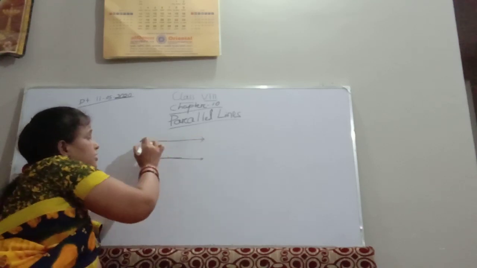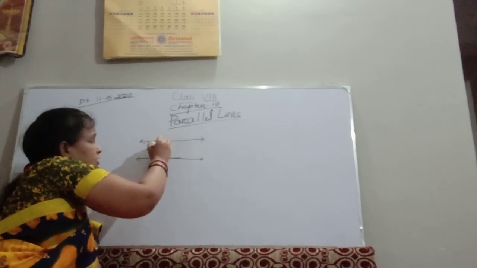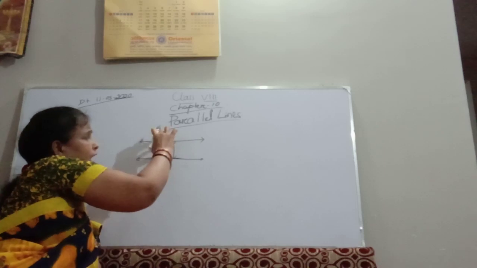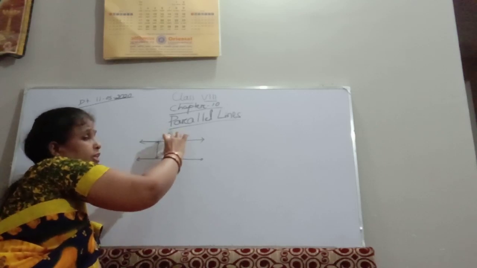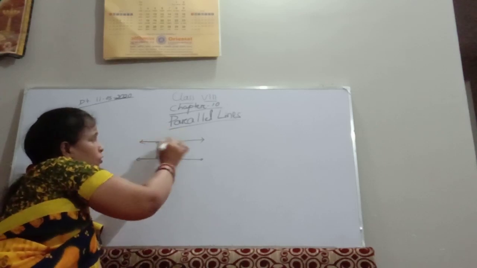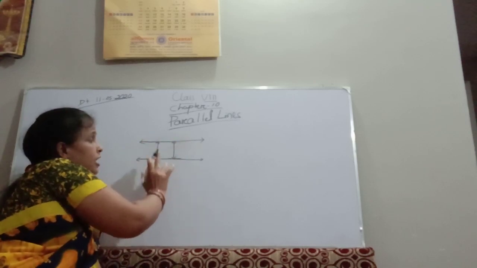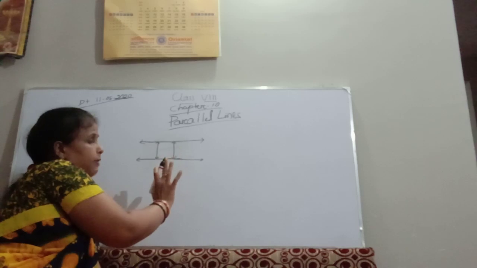Whenever you see these two lines having the same distance in between, that means if you measure this length and measure this length, both will be the same, then you know these two lines must be parallel. This is one condition for knowing these two lines are parallel.